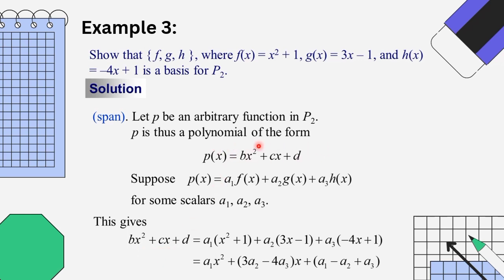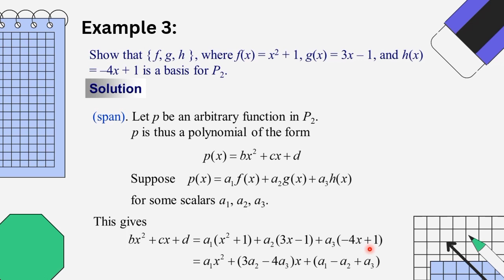Now, we have to provide the value of our functions. So a sub 1 times the function f of x, which is equal to x squared plus 1 from the given, just substituted here in our equation. And then plus a sub 2 times g of x, which is 3x minus 1, and a sub 3 times h of x, which is negative 4x plus 1. So what we did in the first part of our equation is just substitute the values of f of x, g of x, h of x, and even p of x.